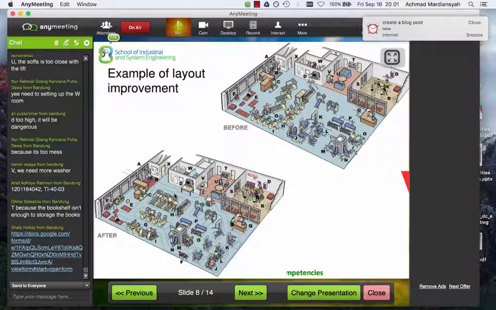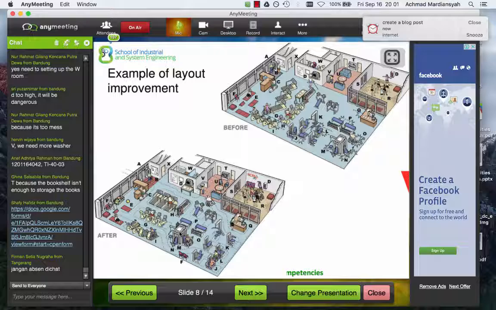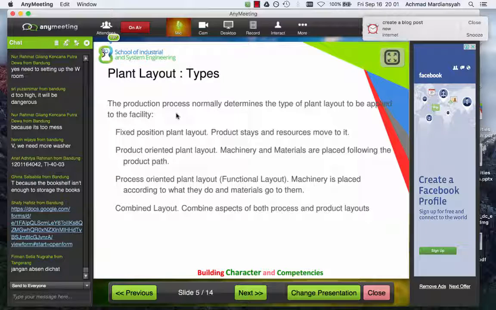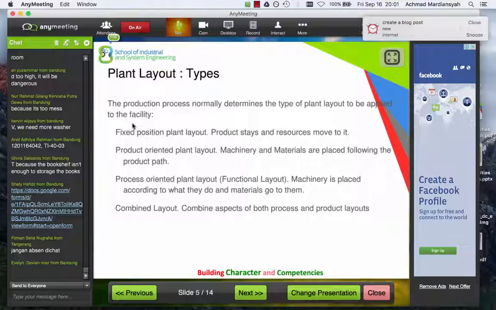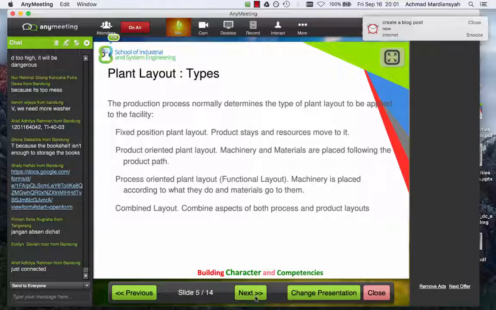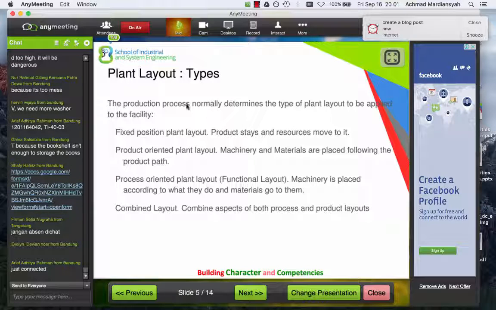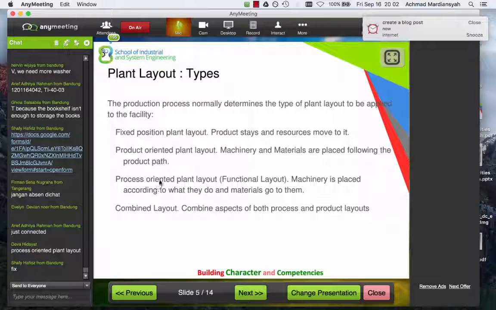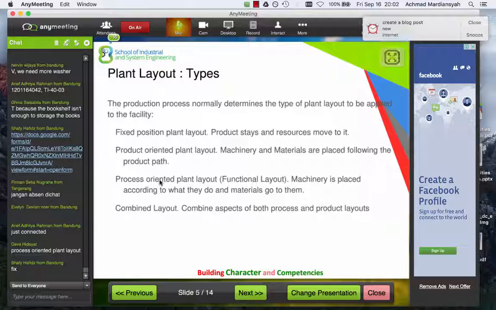Based on our facility layout before, we have several types of plant layout here. We have fixed position, product oriented, and process oriented plant layout. According to the gym, which layout type is the gym? Is the gym fixed layout, or product oriented layout, or process oriented plant layout, or what? Then please explain why.